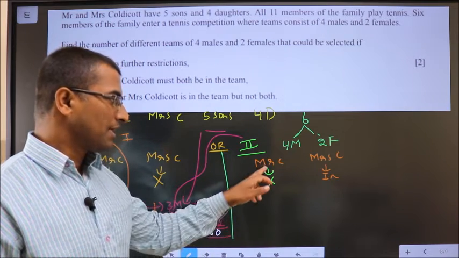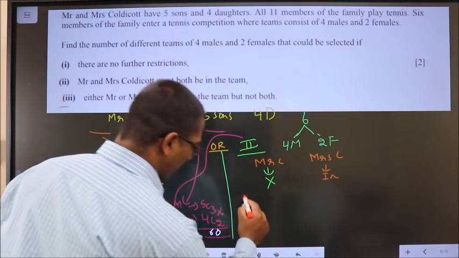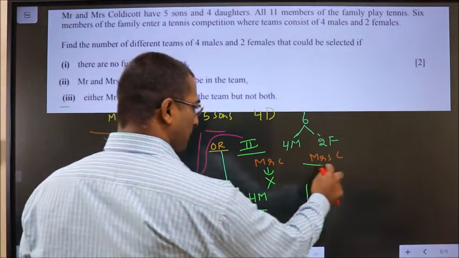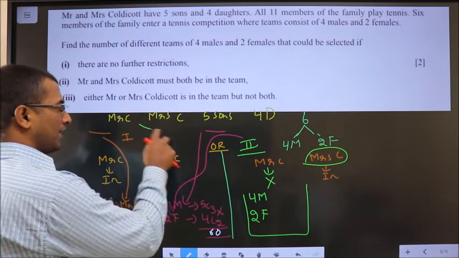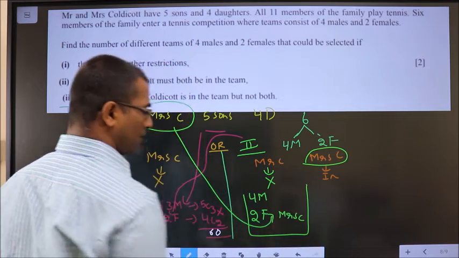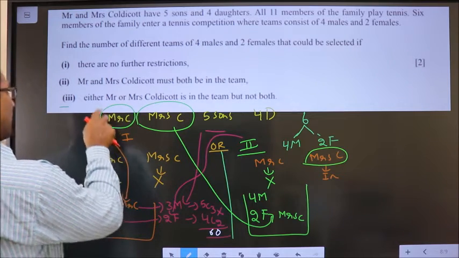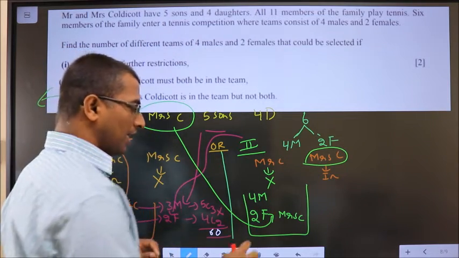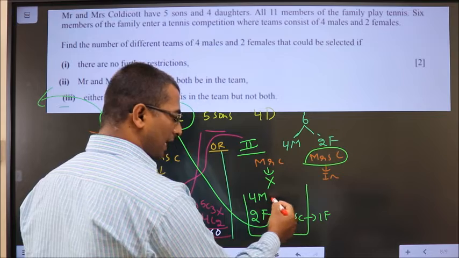Situation 2. Mr. Caldecott should not be selected and Miss Caldecott should be in. Clear? Now, I need to select 4 males and 2 females. Miss Caldecott should be in. How do I make sure that she is in my selection? Only one way. Take her and place her in your selection. Okay. Now, how do I make sure that Mr. Caldecott is not selected? Only one way. Keep him away from the selection. Clear? Now, what change does it do? Earlier you needed to select 2 females, 1 female is already selected, so you need to select 1 more female and also 4 males.